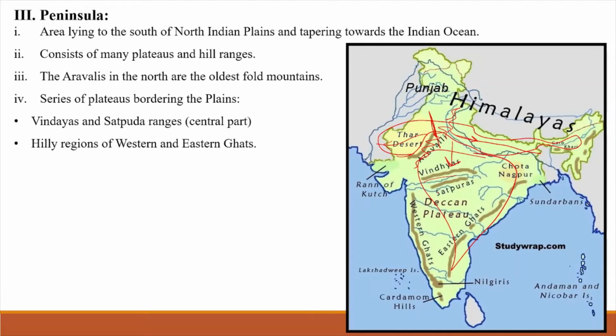If you can see, you have your Vindhyas and your Satpuras in the central part, the Vindhya range and the Satpura range. Towards the west of the peninsula region, you have your Western Ghats, and towards the east, we have the Eastern Ghats. So your peninsula is mostly covered from all sides by different mountain ranges. The Aravalli Range is an old fold mountain and the oldest fold mountain in the north.